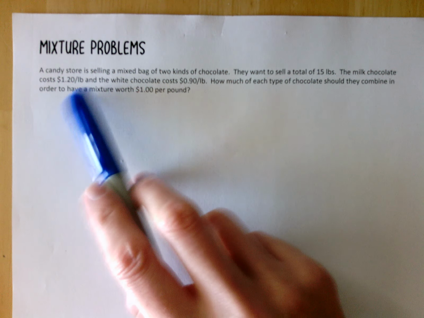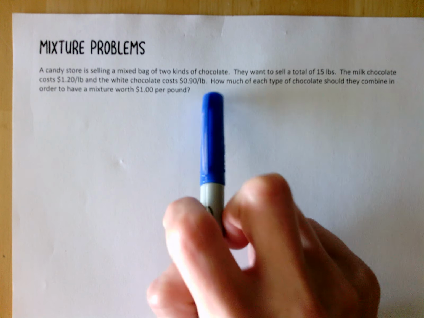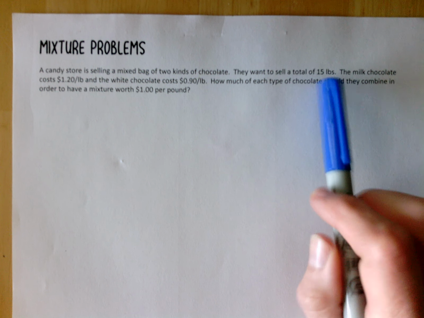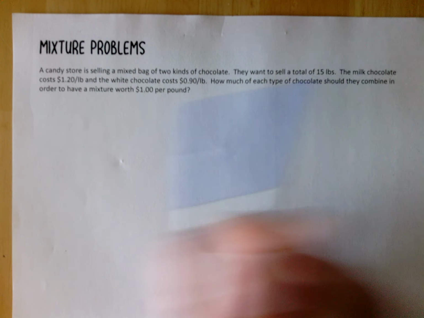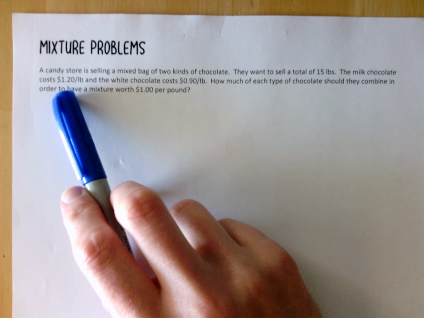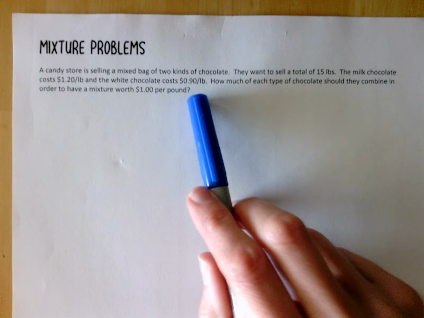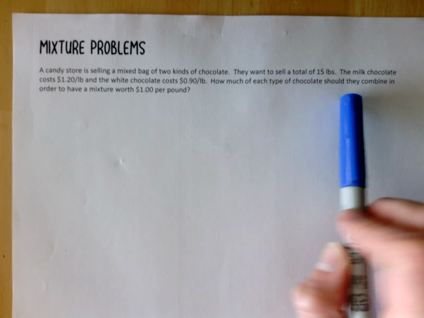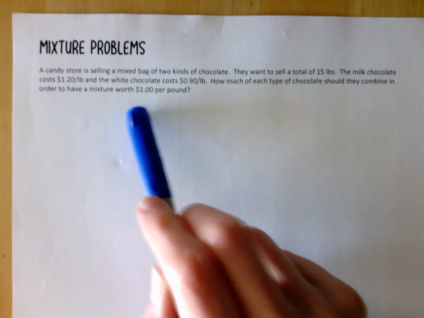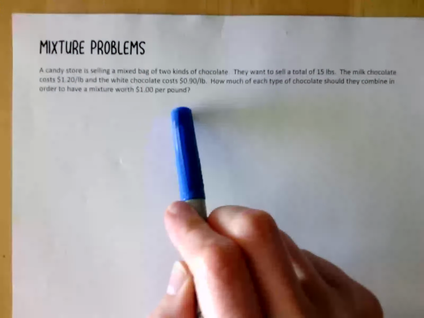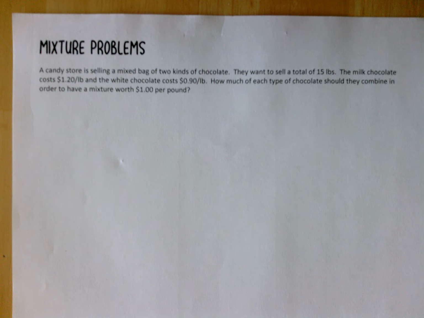In this problem, we get a candy store that is selling a mixed bag of two kinds of chocolates. They want to sell a total of 15 pounds of chocolate. The milk chocolate costs $1.20 a pound, the white chocolate costs 90 cents a pound. How much of each type of chocolate should they combine in order to have a mixture that's worth $1 per pound? This problem is different than the other ones that we've looked at.